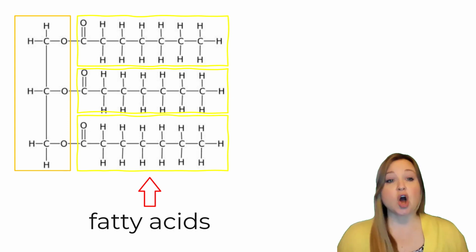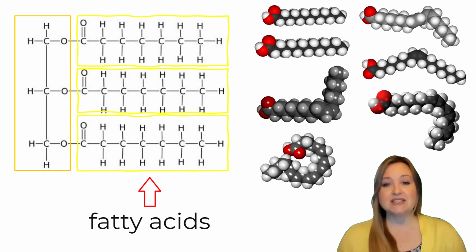Now, in this case, all of the fatty acid chains are exactly identical. They all have the same number of carbons, for instance, but that's not necessarily the case in living things. This is just an example. So different organisms and different types of fats and oils will have different types of fatty acid chains attached to that glycerol backbone. So here are some models of the different fatty acid chains that we can find.